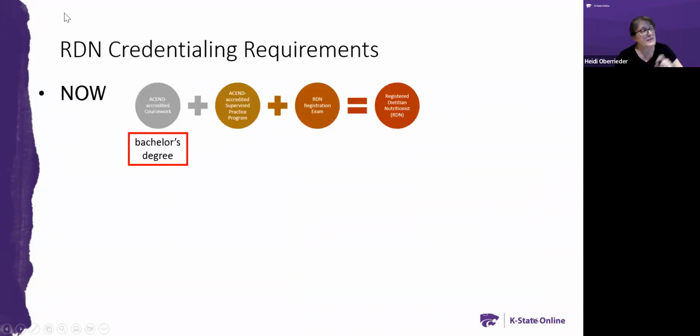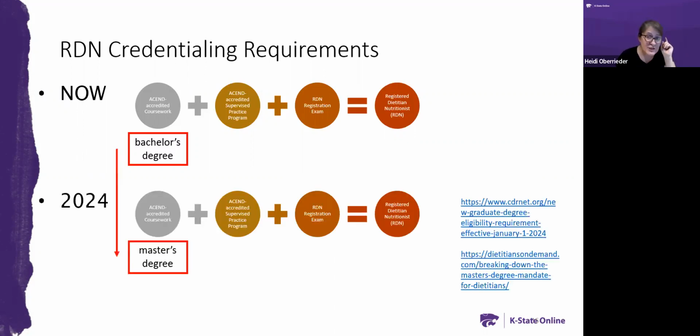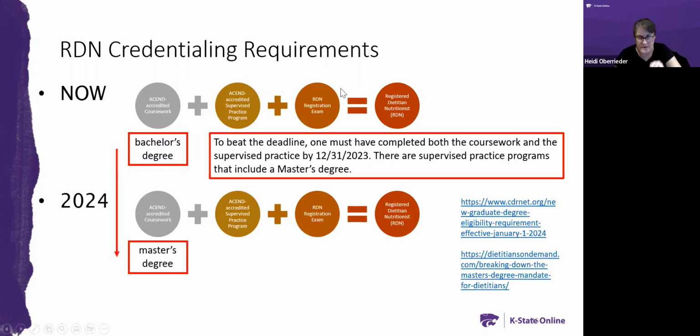Okay, so remember I showed you the visual of what is now, because right now to take the test, if you were going to take it tomorrow, you have to have a bachelor's degree. Starting January 1 of 2024, you have to have a master's degree. Now, I want to define who that is.